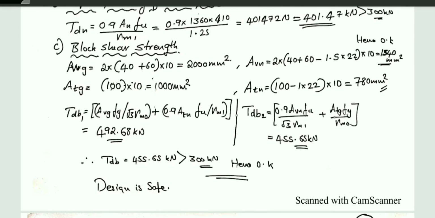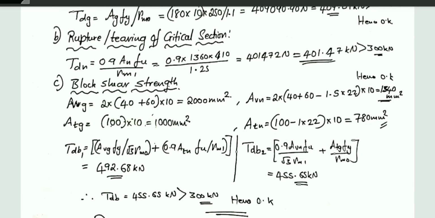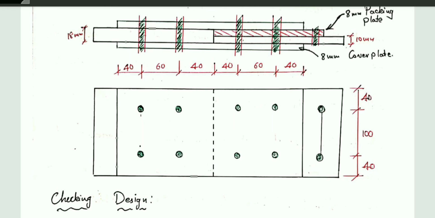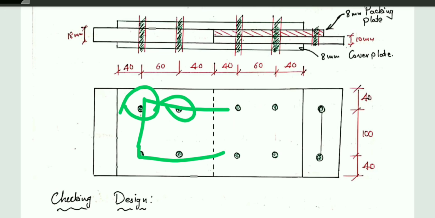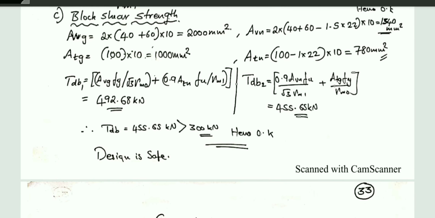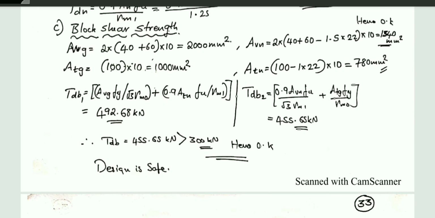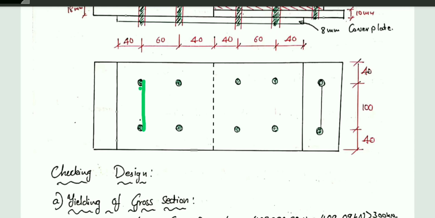Minimum thickness you need to consider, that is 10. Okay, 2000 is done. Avn, that is the effective area, you'll be taking 40 plus 60, that is total, minus 1.5 bolts. This will be the full bolt and this is a half bolt, 1.5 in a line, into 2 again, since the 2 lines are there, into 10. So it becomes 1340 mm square.